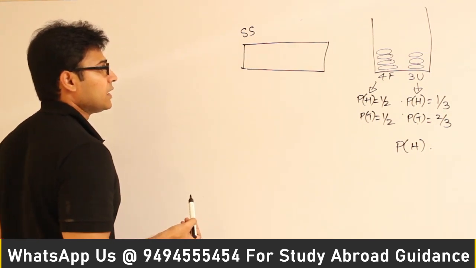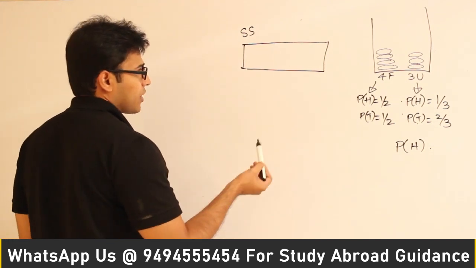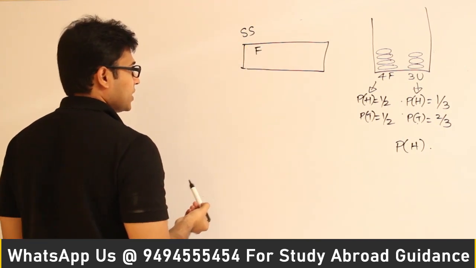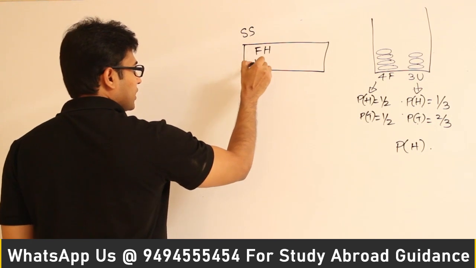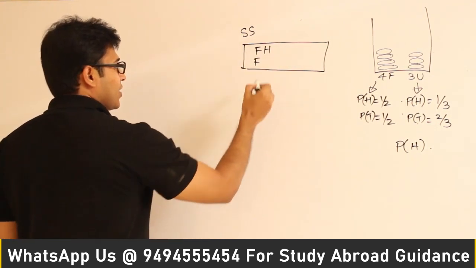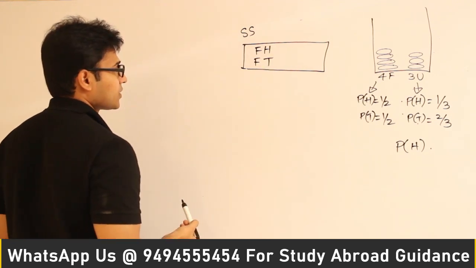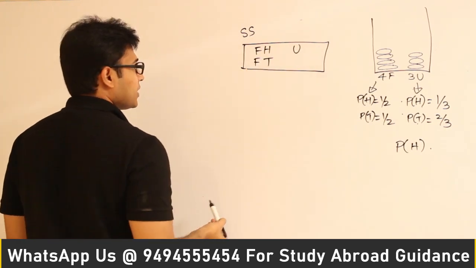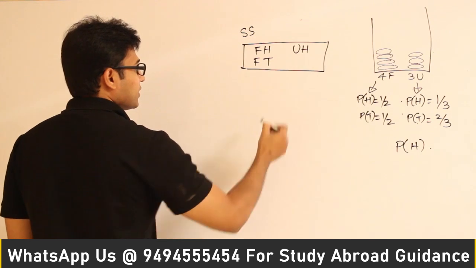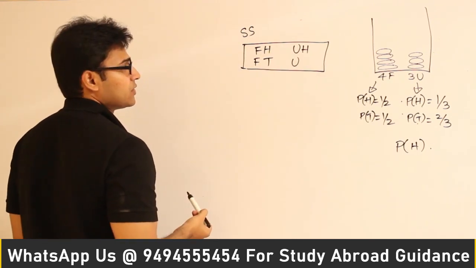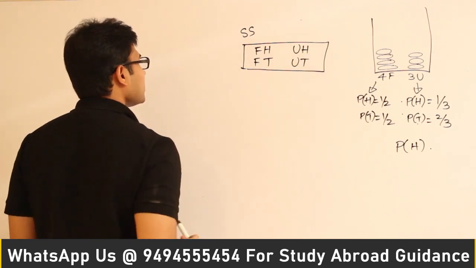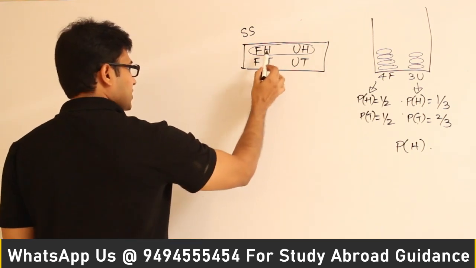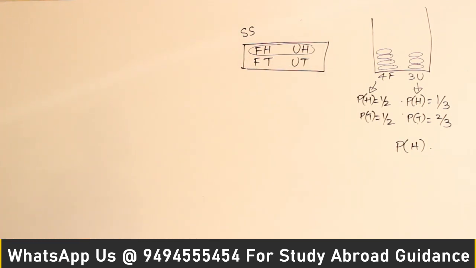Now when you pick a coin, it can be either fair or unfair, isn't it? It can be a fair coin, and when you flip it, you can get a head, or it can be a fair coin when you pick it, and when you flip it, you might get a tail. Similarly, when you take the coin, it can be an unfair coin, but when you flip it, it can be a head. Similarly, it can be an unfair coin when you initially choose it, and when you flip it, you might get a tail. Now what they want is the probability of getting a head, which means these 2 events will be included. That is what we wanted.